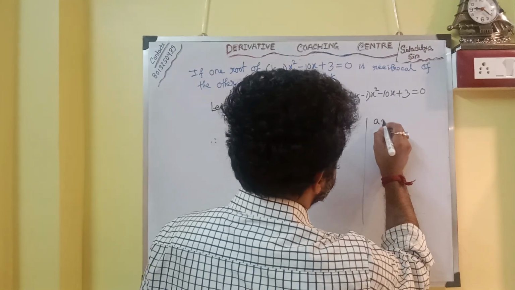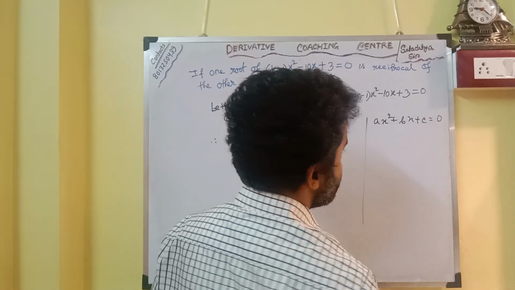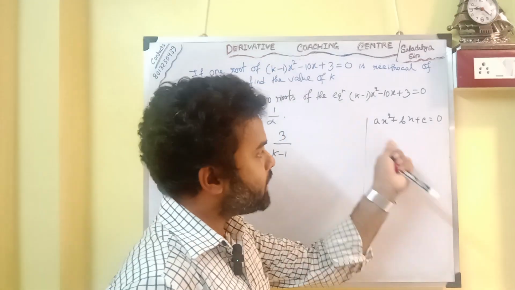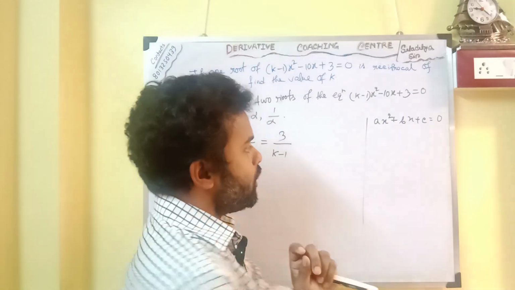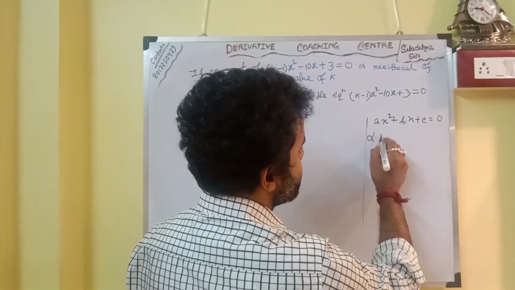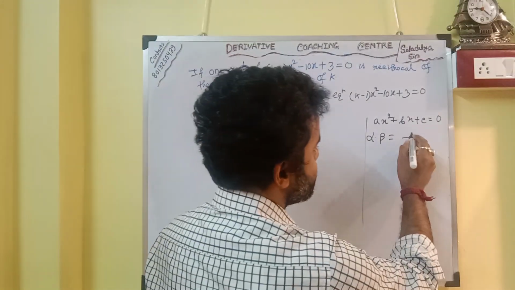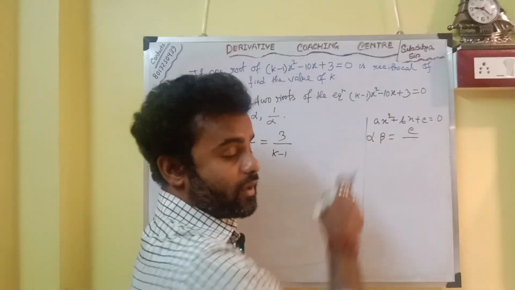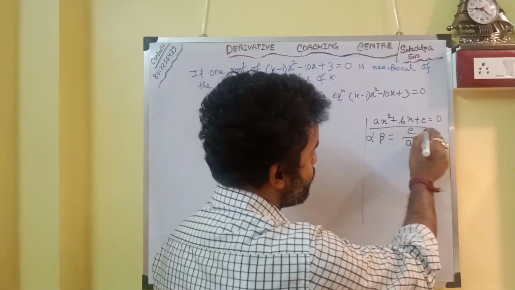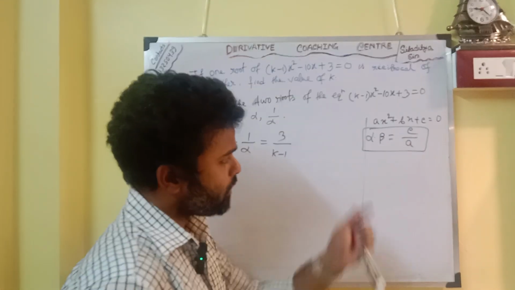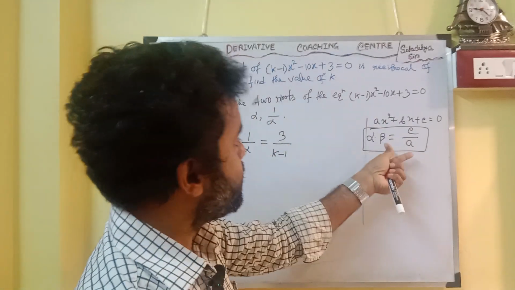Look, if the equation is ax square plus bx plus c equal to 0, and this is the quadratic equation, so the roots are 2. If the two roots are alpha and beta, the product of the two roots is always the constant term by the coefficient of x square. The coefficient of x square means the a. So always remember the formula: the product of the roots is c by a.